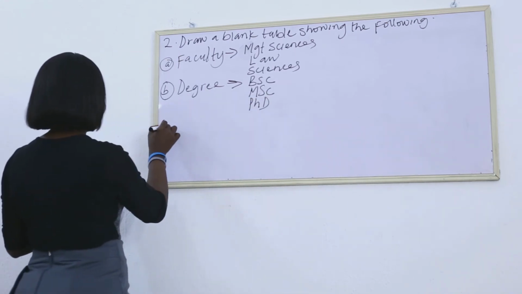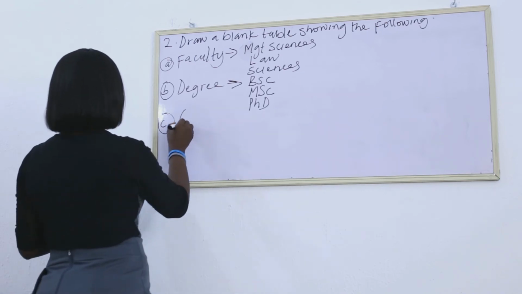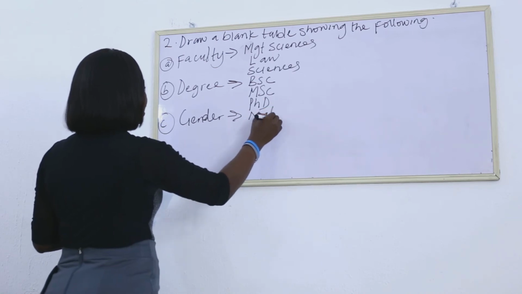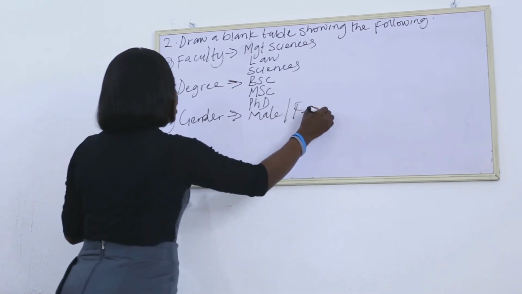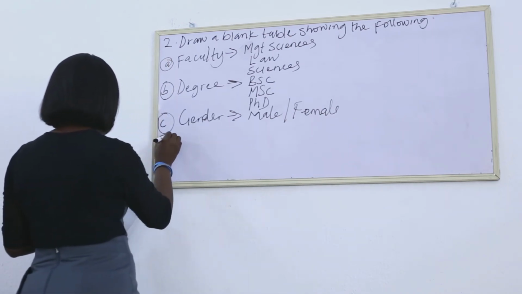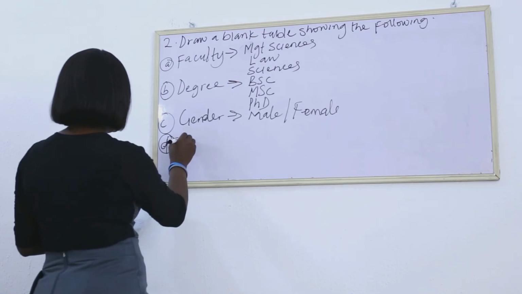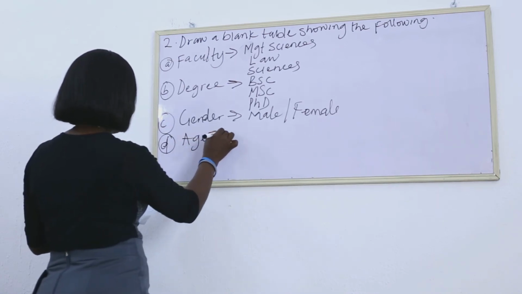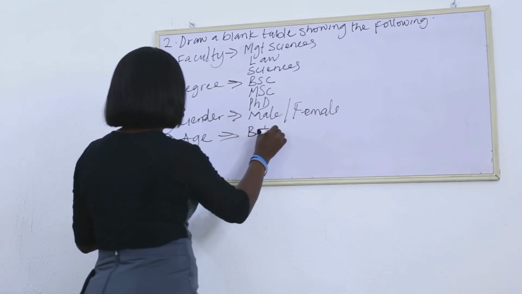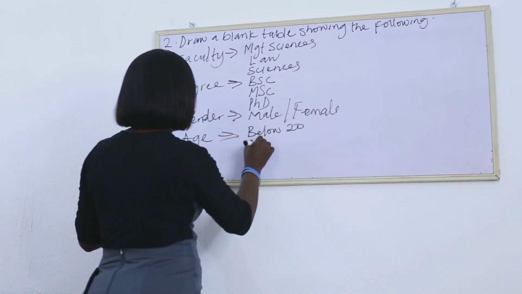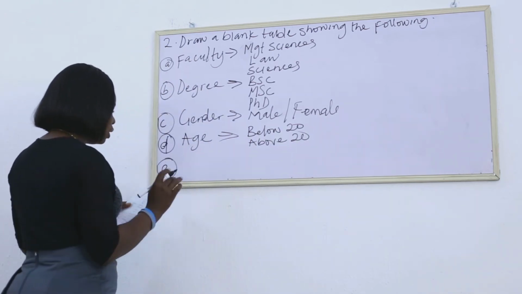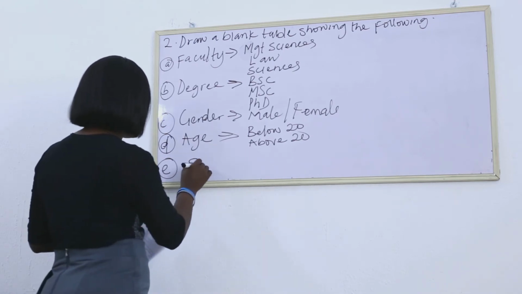Then another characteristic, I said 5 characteristics. Another characteristic we'll be looking at is gender. Then we have the male and the female. Then another characteristic on this table is their age group. The age groups are below 20 and above 20. Then the last characteristic represented on this same table is the set of the students.